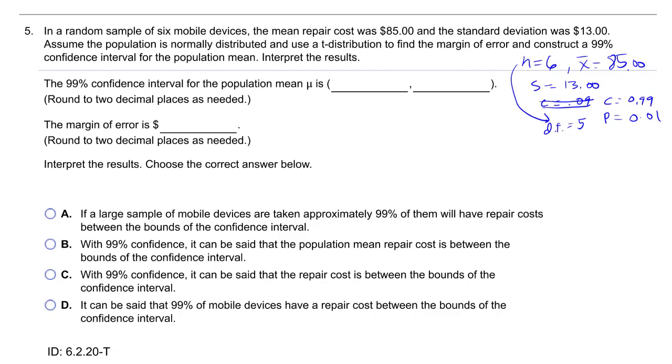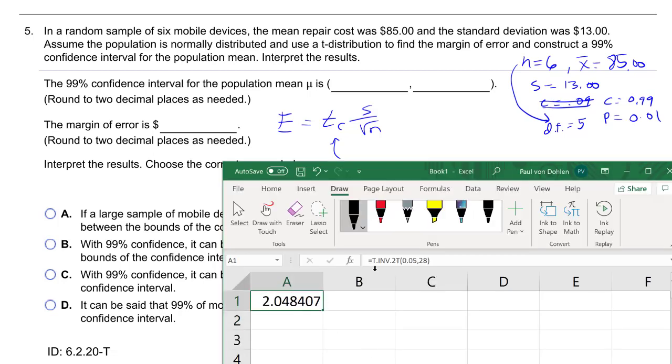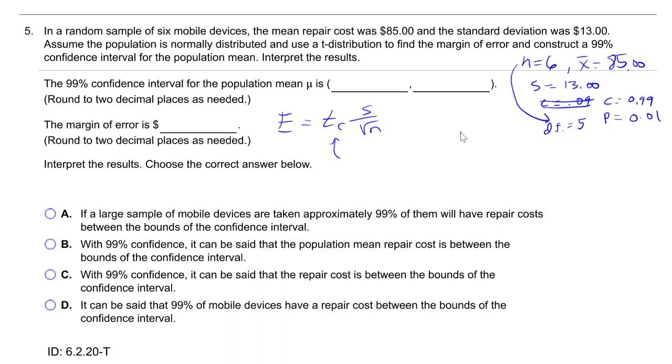So if we're going to go ahead and do this, we have to get the margin of error, t_c times s over the square root of n. I've got to look this up. I'm just going to modify what I have here to show a probability of 0.01 and a degrees of freedom of 5, giving me 4.032.